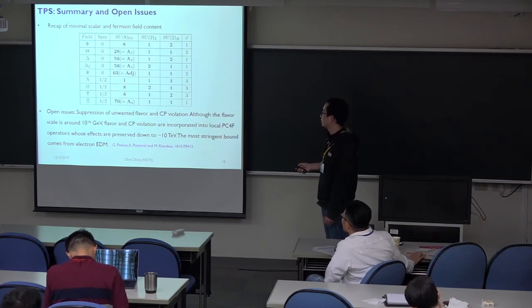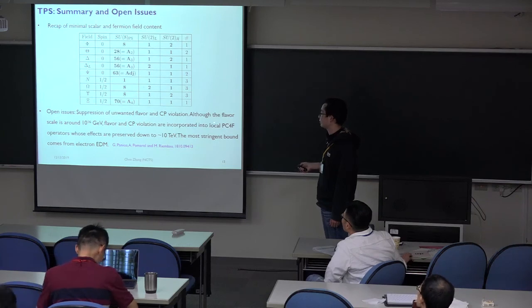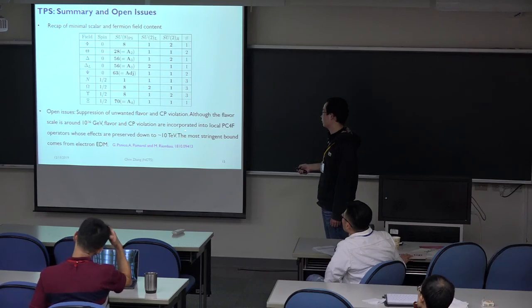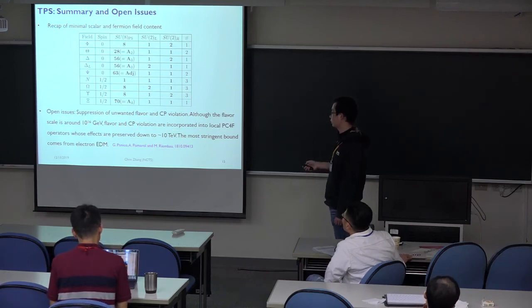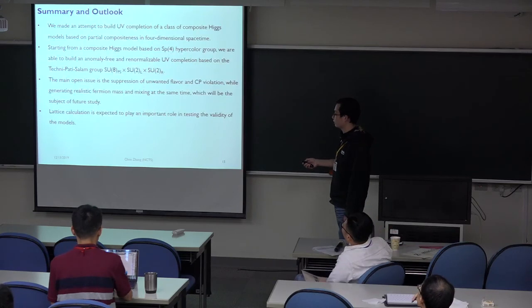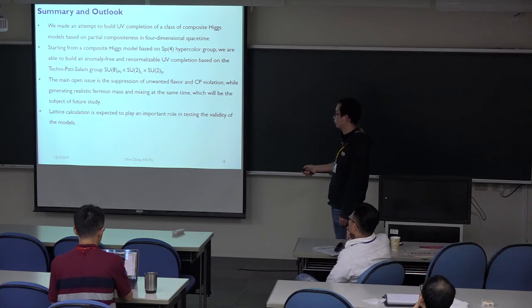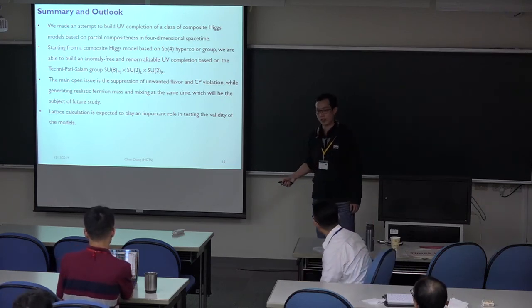Finally, I need to mention an open issue, which is the suppression of unwanted flavor and CP violation. Although the flavor scale is around 10 to the 16 GeV, flavor and CP violation are incorporated into local PC4F operators whose effects are preserved down to the 10 TeV scale. You might have a lot of questions which I have no time to discuss. But finally, I just want to mention that lattice calculation is expected to play an important role in testing the validity of the models. Thank you for your attention.